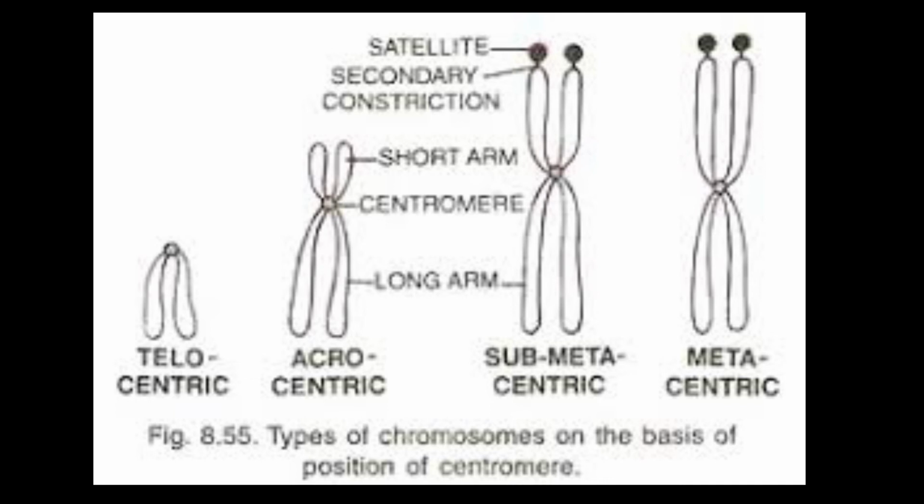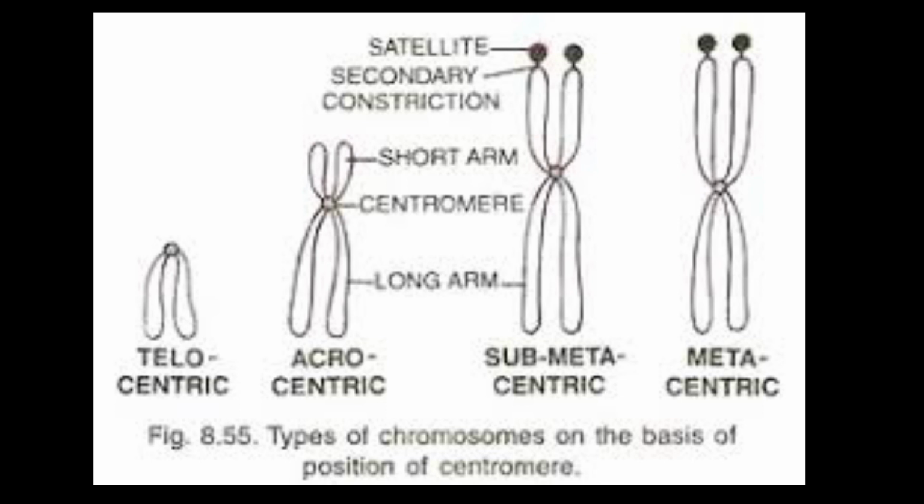Then the submetacentric, when the centromere is present near the center of the chromosome, not exactly in the center, forming a J or L shaped chromosome structure. Then the chromosome is called submetacentric. In this case, the chromosome is divided into two sub-equal arms. Then the last type is metacentric. When the centromere in the chromosome is present in its center, forming exactly or nearly two equal arms, the chromosome appears V-shaped.